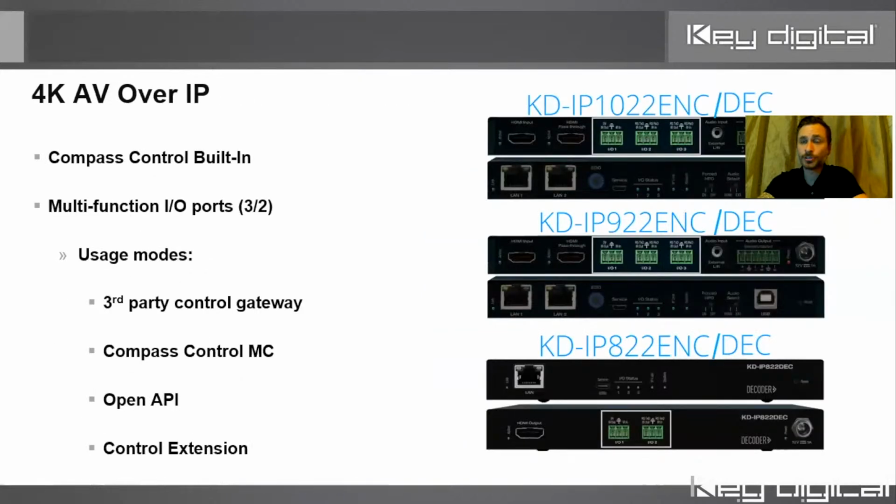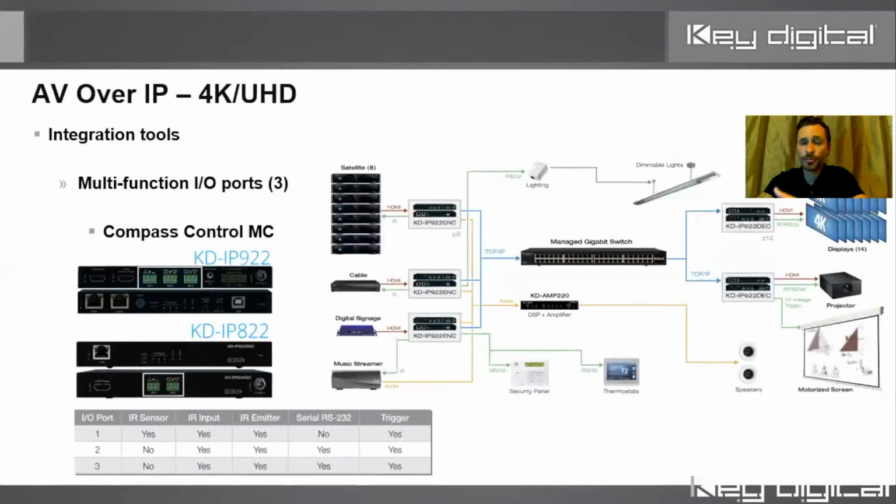And that does lead us to our 4K AV over IP encoders and decoders. The 1022s and 922s, as you recall, have 3 multifunction ports on Phoenix connector. They're transmit, receive, and ground, or IR out and ground, with the 3rd pin open. And the IP822 encoders, decoders have 2 of the multifunction I/O ports. So think about that. You're already using Key Digital and you know about our 4K AV over IP devices.